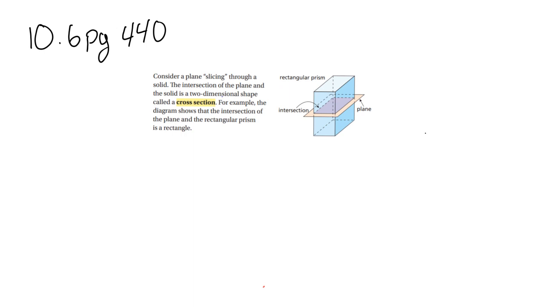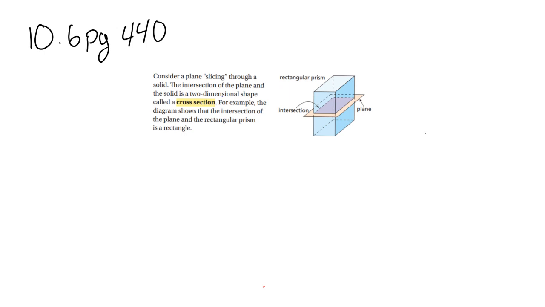So what we're going to be talking about now, all throughout this chapter, we've been doing surface area and volume of these three-dimensional shapes, right? So now we're going to be talking about what happens if I cut them, like slicing through them, through some plane. When you slice through them, that intersection is called the cross section.